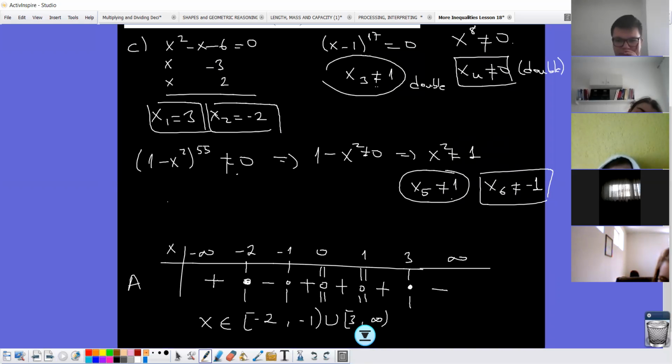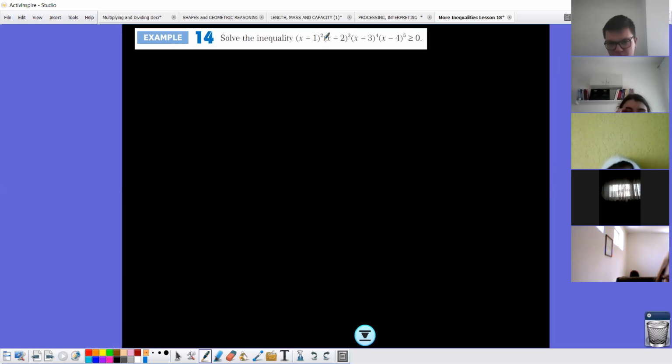Teacher, how do we know if it is a double root or not? From the power. If your power is, for example, here, one of them was 17 and one of them was 8. One is odd and one is even. Look here, this one is 2, so the root of this one will be a double root. This one is 3, the root of this part won't be a double root. But this one is 4, it will be. And this one is 5, it won't be. Even powers, the root will be double.